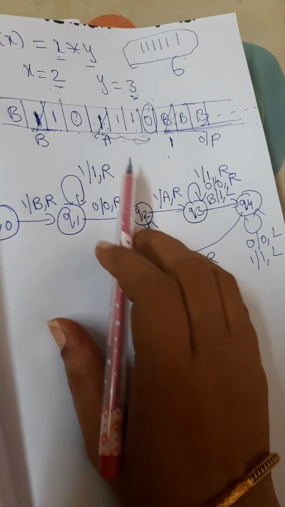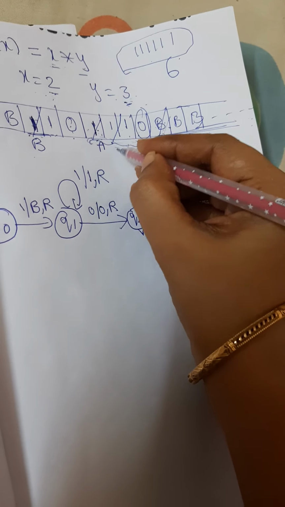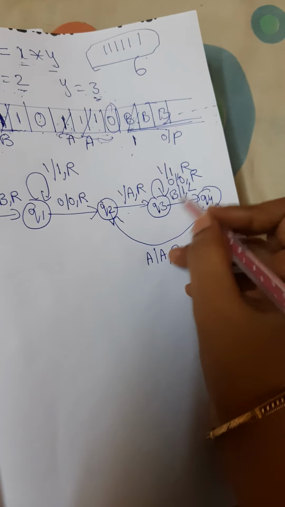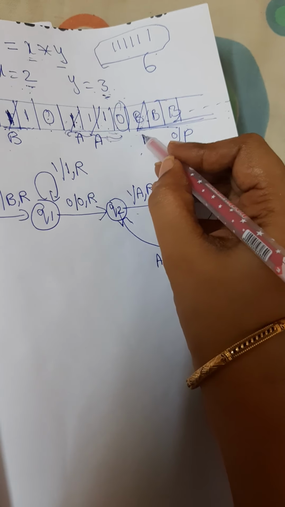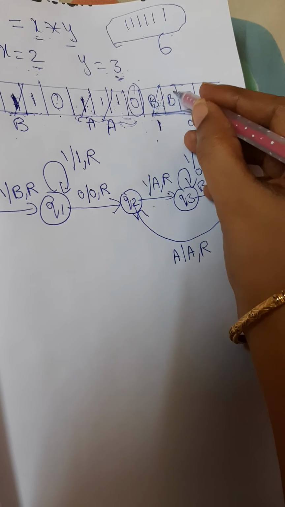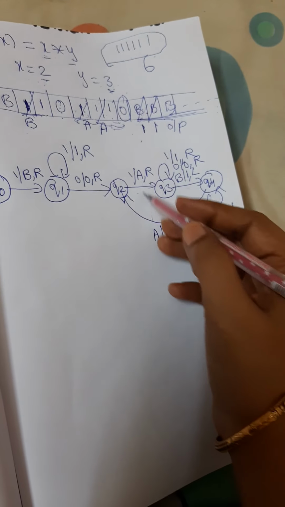So again what is happening? You're coming to the Q2 state. Now this one is again changed to A and you move right. This 1 and 0 you are skipping, and all these ones and zeros you are skipping, and you're getting this blank. And this blank you're making it as 1, and again you're going on skipping.